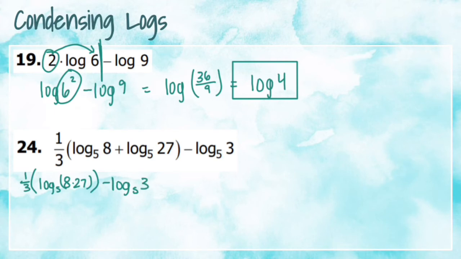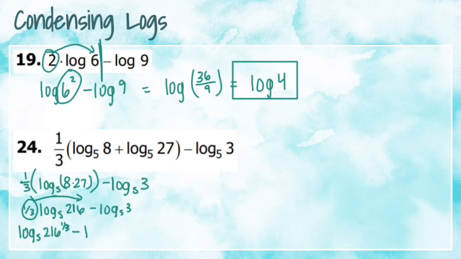So that 8 times 27 is going to give us 1/3 log base 5 of 216 minus log base 5 of 3. And then this 1/3 becomes an exponent. So we're going to get log base 5 of 216 to the 1/3 power minus log base 5 of 3.